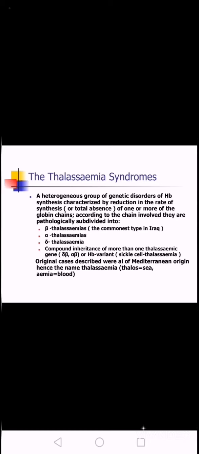According to the chain involved, they are pathologically subdivided into types of thalassemia: the beta thalassemia, the common type in Iraq, and the alpha thalassemia and the gamma thalassemia. The beta thalassemia is the most common type in Iraq. The meaning of thalassemia: thalos means sea, and anemia means blood.